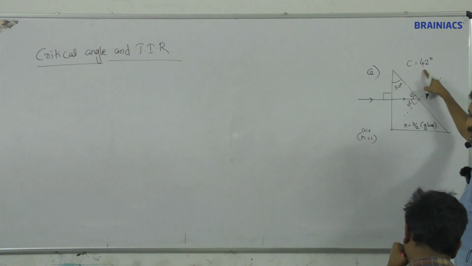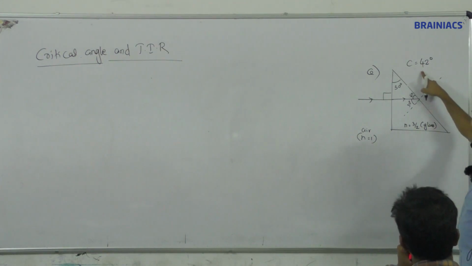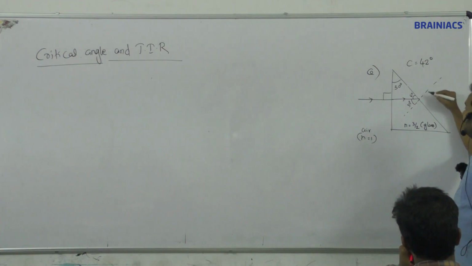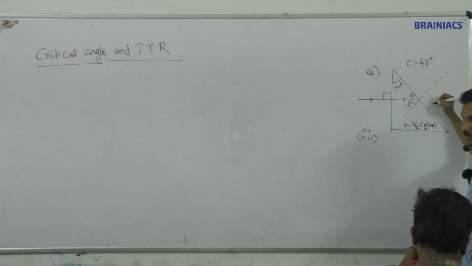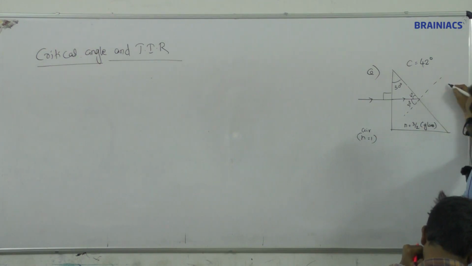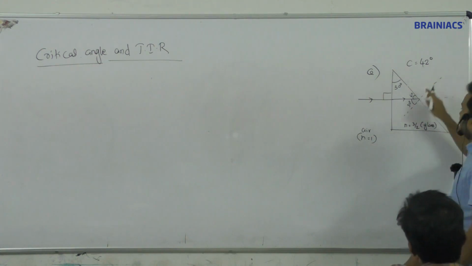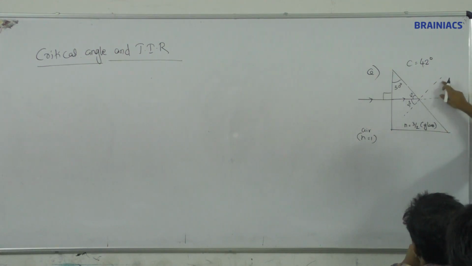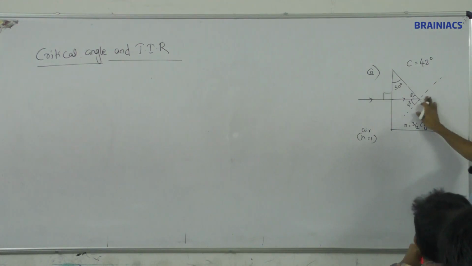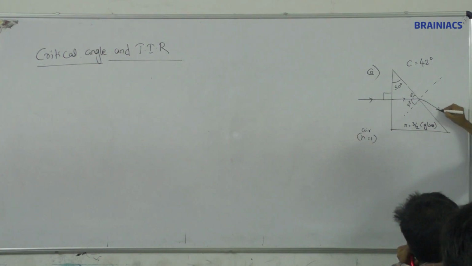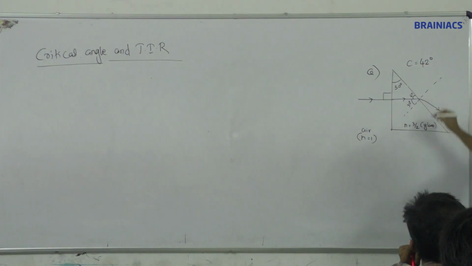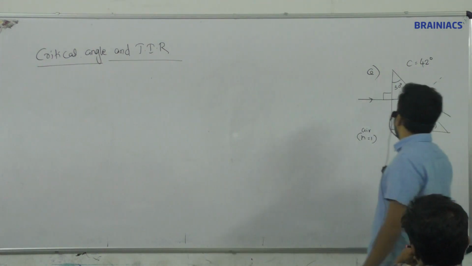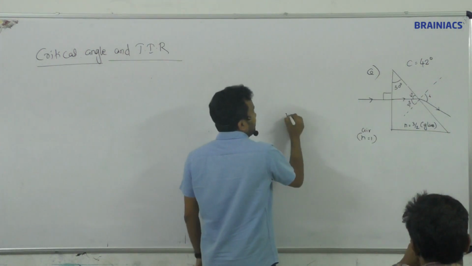The angle of incidence is less than the critical angle, so the ray will undergo refraction. Now this is a normal ray, but I know the ray is moving from denser to rarer medium, so is it moving towards the normal or away from the normal? Away from the normal. This is the correct path it is supposed to go. Here away from the normal means there is an angle of refraction. This angle you also have to mark. How to mark this angle? Because of refraction, Snell's law.